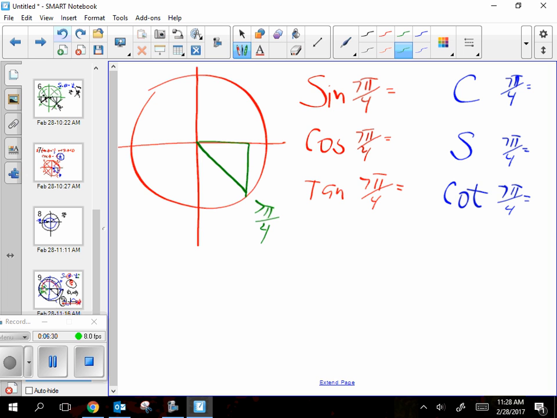Now, what is that? Well, that one, to me, I'm thinking pi over 4s are 45, so this is a 45. 45, 90, 1, 1, root 2. Most common mistake, negatives. And then this one's negative. I'll blow it up a little bit bigger. Negative 1 right there. Okay, so now sine is opposite over hypotenuse. Opposite is negative 1 over root 2.